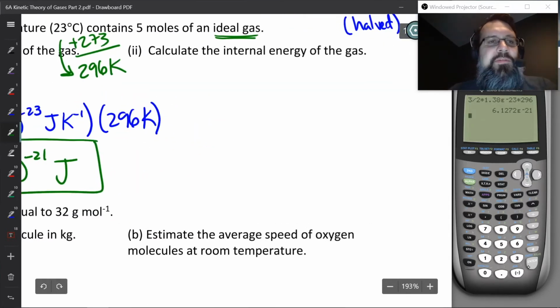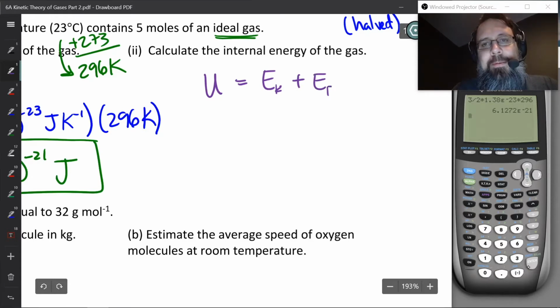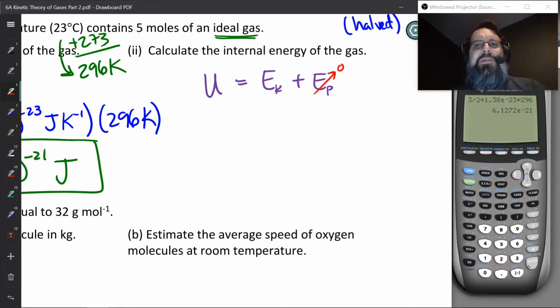The symbol we use for internal energy is capital U. So internal energy is the kinetic energy plus the potential energy. But the potential energy goes to 0 because it's an ideal gas. So realize that all we have to do is just take the kinetic energy, and that's just the internal energy.